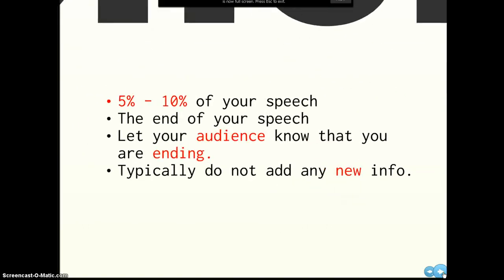The last section is your conclusion. Your conclusion is the shortest part of your speech. It's the bottom bun, which usually is the smallest part of your hamburger. It should be no more than 5 to 10% of your speech. It's simply a wrap-up of your speech.